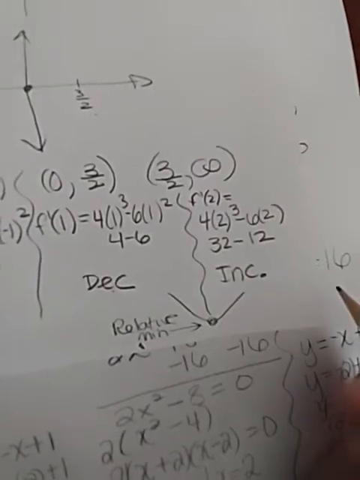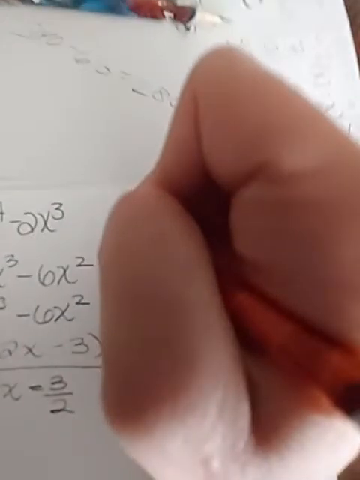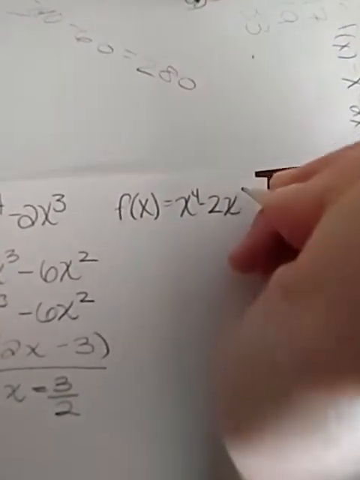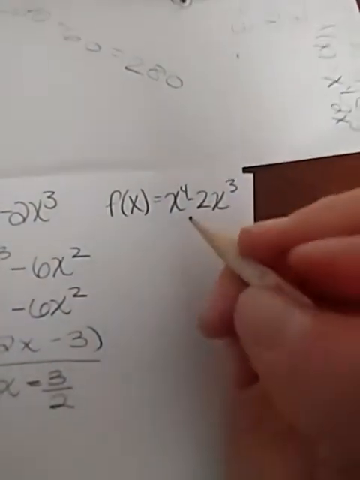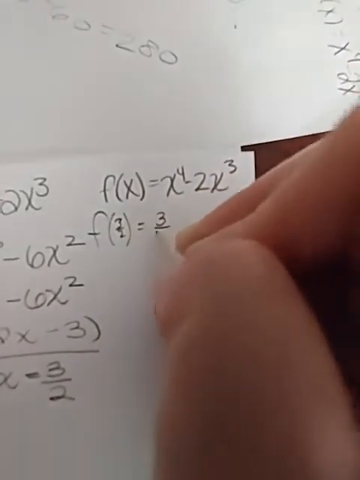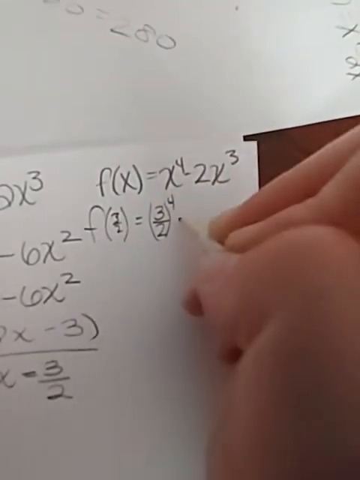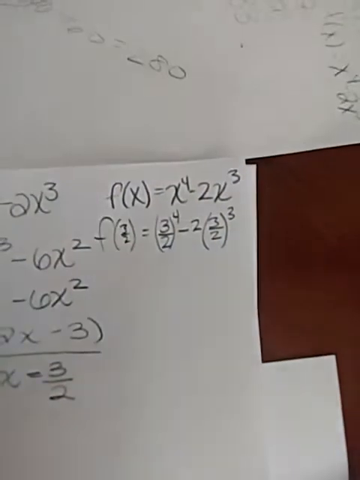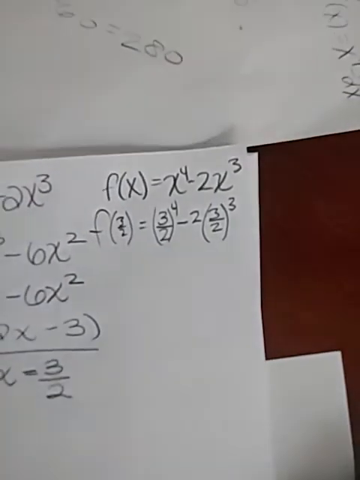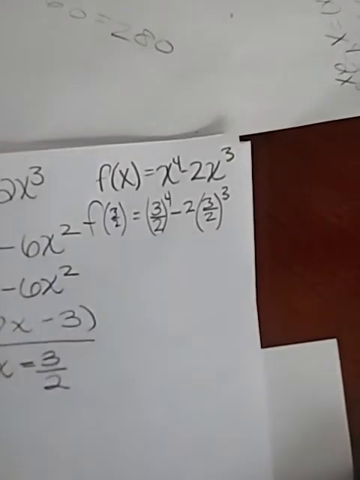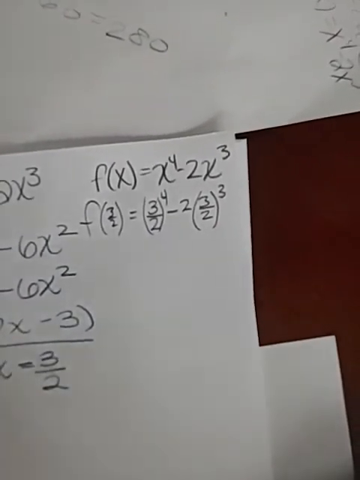So I'm plugging 3 over 2 back into the original function. Okay, the original function was f of x equals x to the 4th minus 2x to the 3rd. All right, so f of 3 over 2: 3 over 2 to the 4th minus 2 times 3 over 2 to the 3rd. You can use a calculator here if you want because I can't see what you're doing.